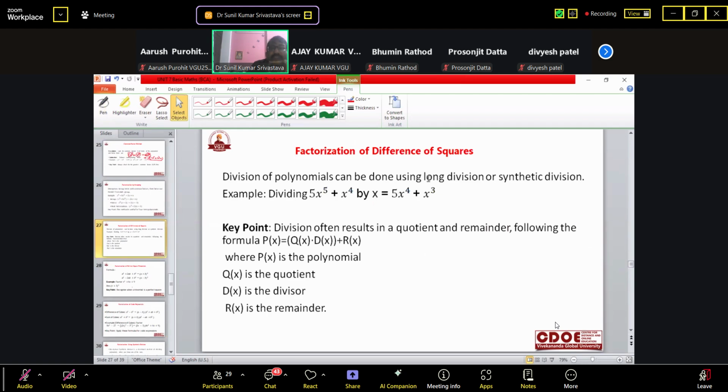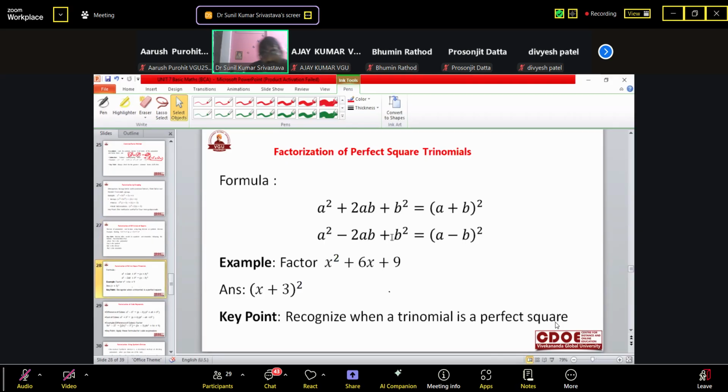Division of polynomials can be done by using long division or synthetic division. How to do division, we will take an example here. We have some recognized methods and algebraic identities. So a plus b whole square, already you are familiar with the concept, is a square plus b square plus 2ab. a minus b whole square is a square plus b square minus 2ab. Next, x square minus y square is equal to x plus y into x minus y. These are some common factorization identities you have to use.